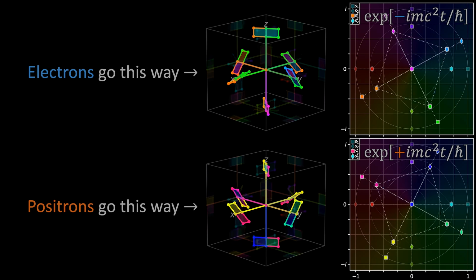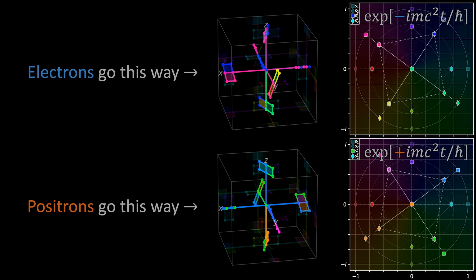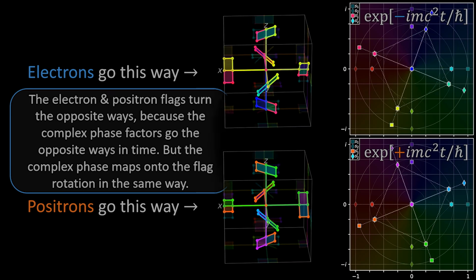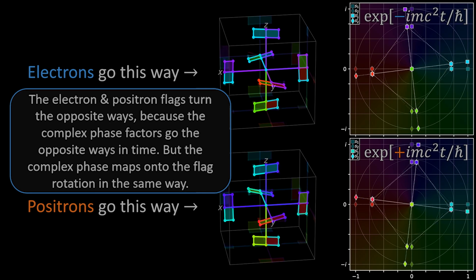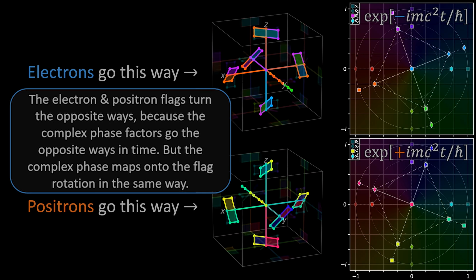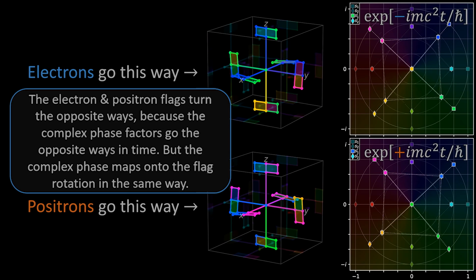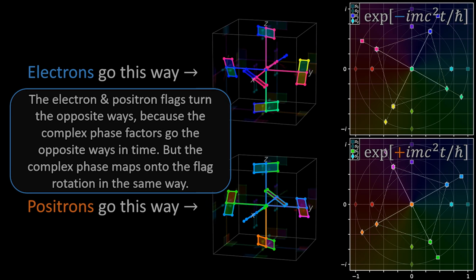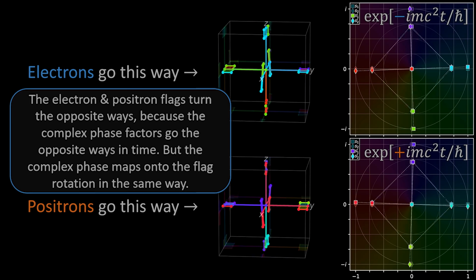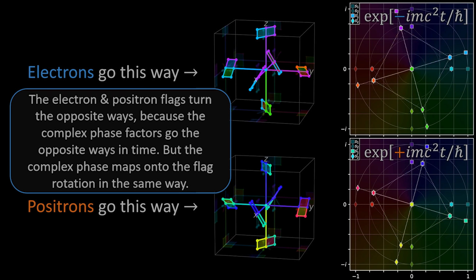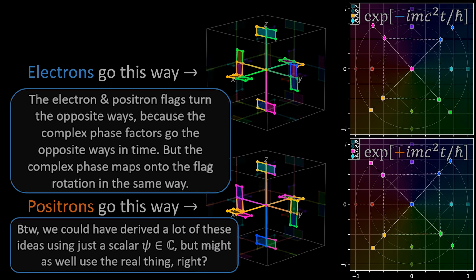And now the second point has to do with the difference in time evolution between matter and antimatter. As we've seen, these two options are oriented backwards relative to each other in time. But it's important to notice that this time reversal arises due to the reversal in the direction that the time-dependent complex phase factor evolves in the complex plane, and that the reversal is not due to a difference in the connection between the complex phase factor and the flag rotation.